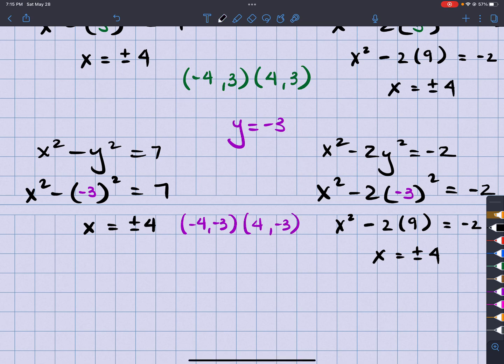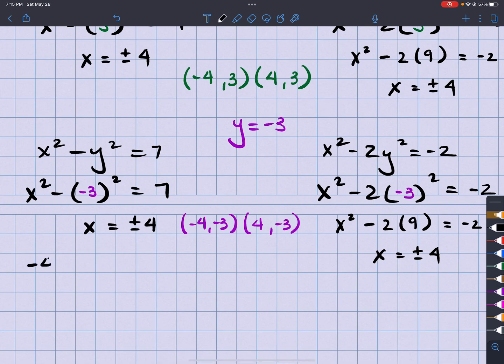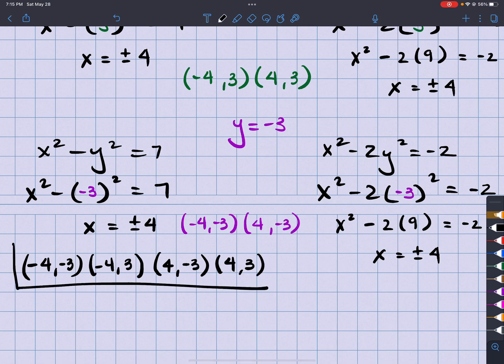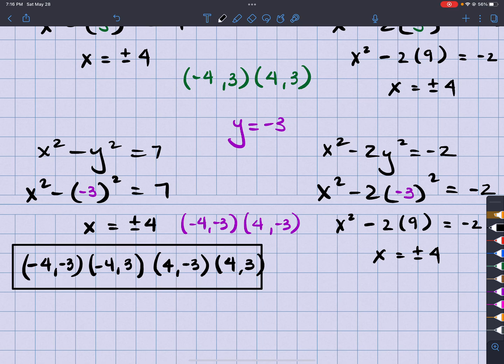So my answer is going to have 4 points. I'm going to write down negative 4, negative 3, and then negative 4, positive 3, and then 4, negative 3, and then 4, 3. So that is going to be my answer, and hopefully that answers your questions.